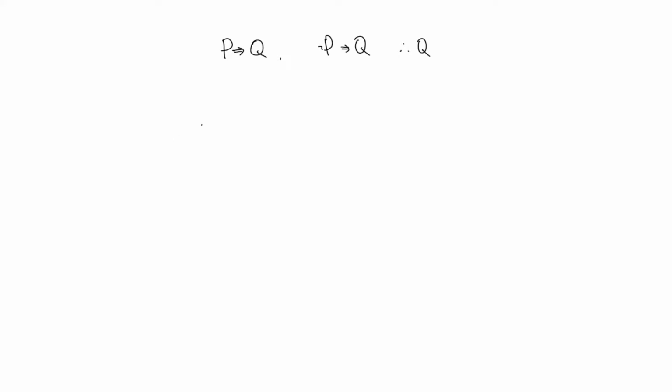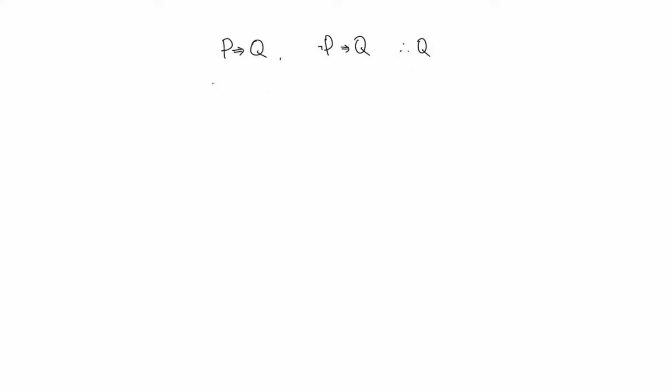Let's take a look at one more argument form and use some of the techniques that we've developed over the previous videos to show that this argument form is valid. First, let's use our intuition. This says P implies Q, not P implies Q, therefore Q.